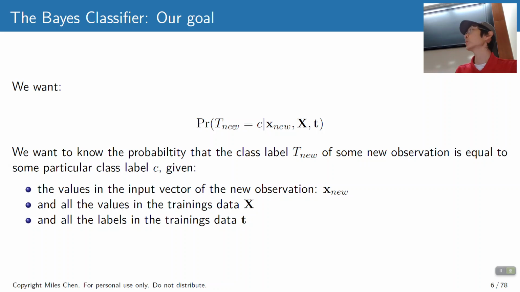And so this is what we want. What we want is the probability that our new observation belongs to class C. And it's going to be based on the values in our X. Okay, the new observation has X values, right? So it says petal length is this, and petal width is this, sepal length is that, or sepal width is that. That's our X values. And given those values, we want to figure out what is the probability the label is setosa. Okay. We also say given all of our training values X and our training labels T.